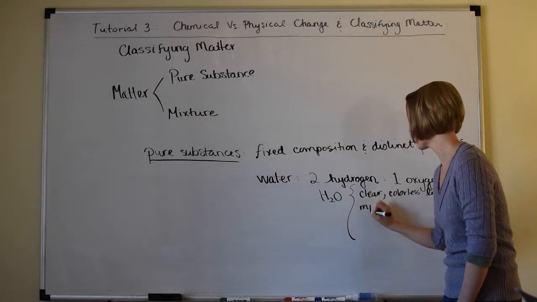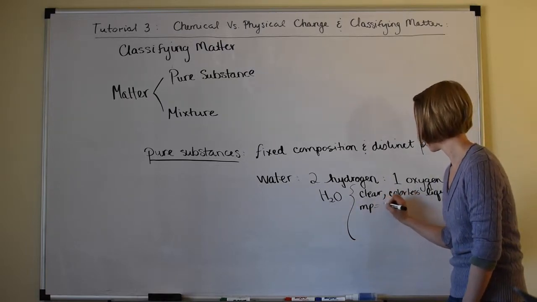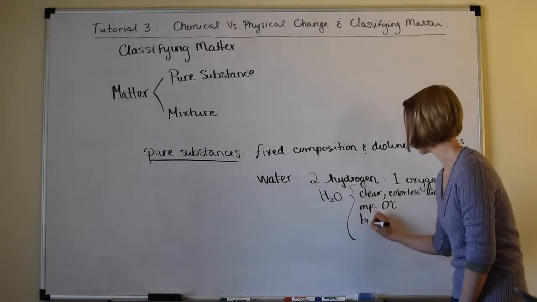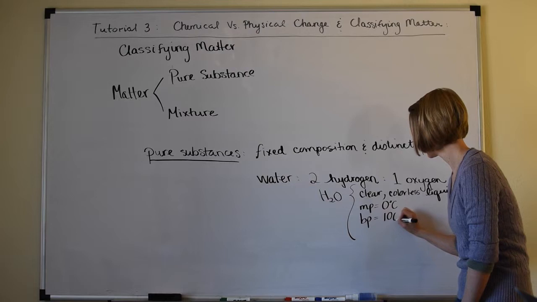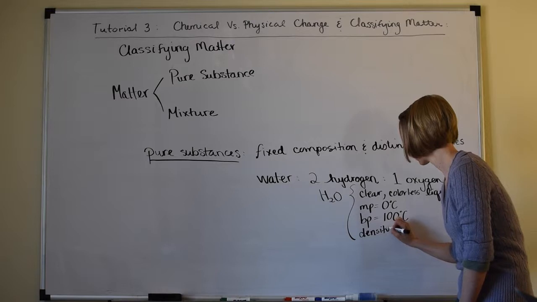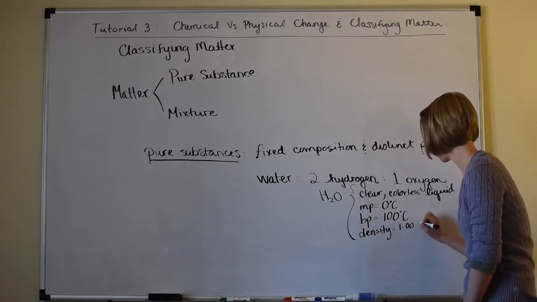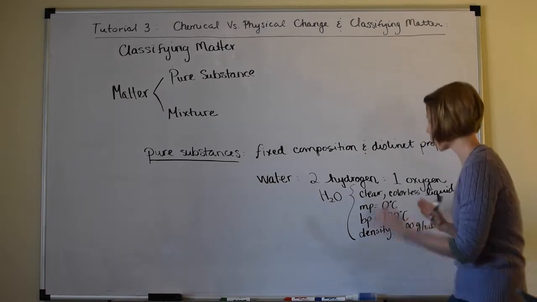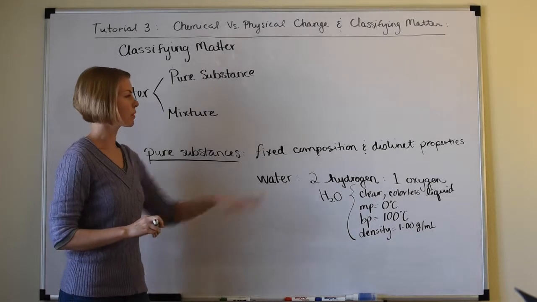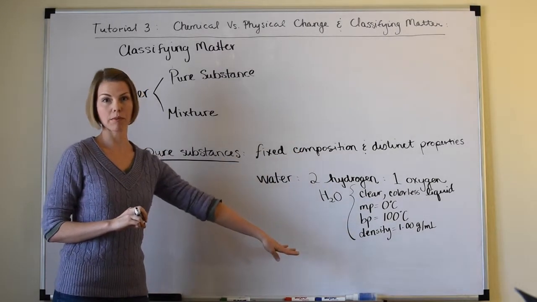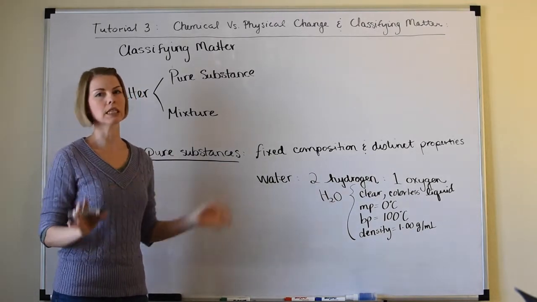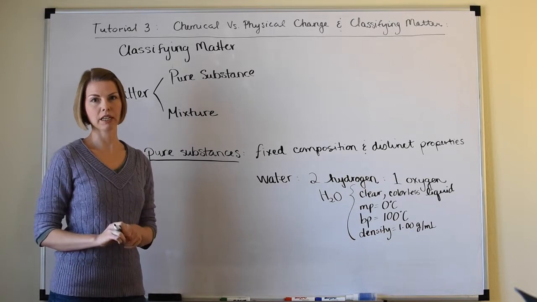It has a melting point, I'll just write MP for melting point, of 0 degrees Celsius. It has a boiling point, I'll just write BP for boiling point, of 100 degrees Celsius. Its density is 1.00 grams per milliliter, okay, etc. So that's probably enough for its different properties. But you can see that it has its own unique, distinct properties. Hydrogen peroxide, which is 2 hydrogens to 2 oxygen, would have completely different chemical and physical properties of its own.